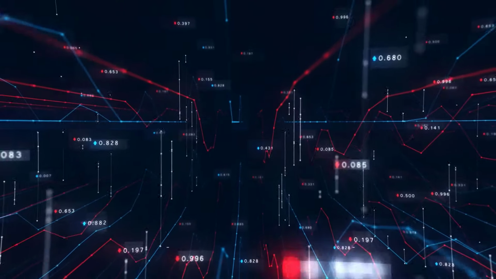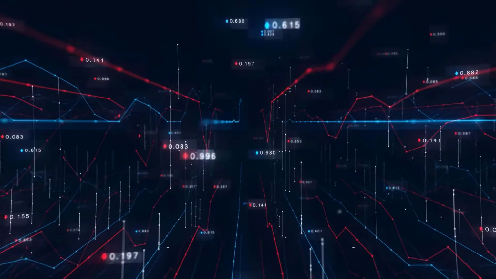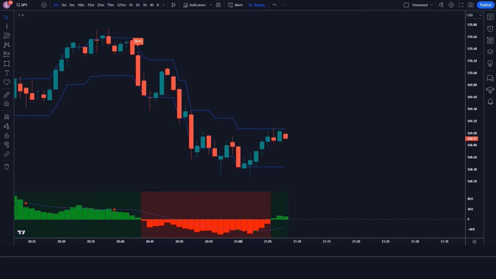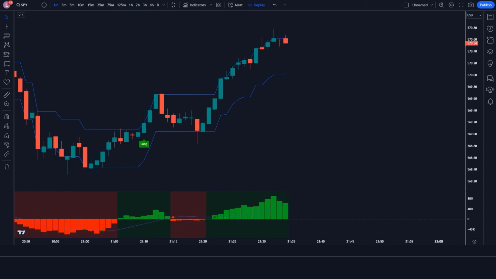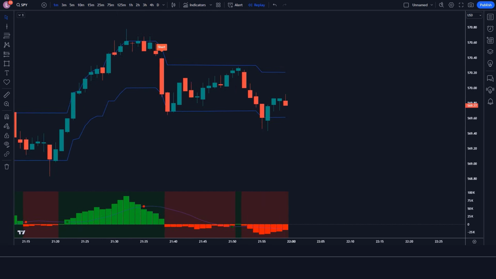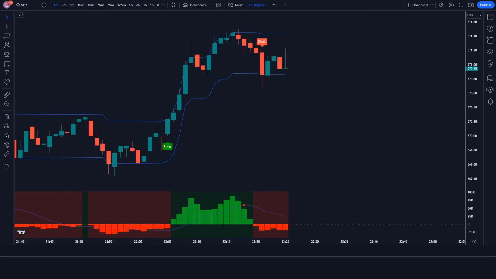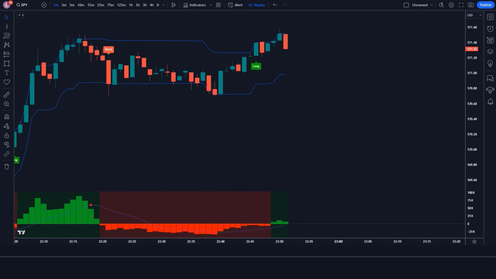Discover the ultimate TradingView indicator that provides perfect signals, eliminating the risk of false trading opportunities. This game-changing indicator helps you make informed investment decisions by providing accurate buy and sell signals, taking your trading to the next level. Learn how to maximize your profits and minimize losses with this powerful tool. Get ready to revolutionize your trading strategy and start achieving consistent results.